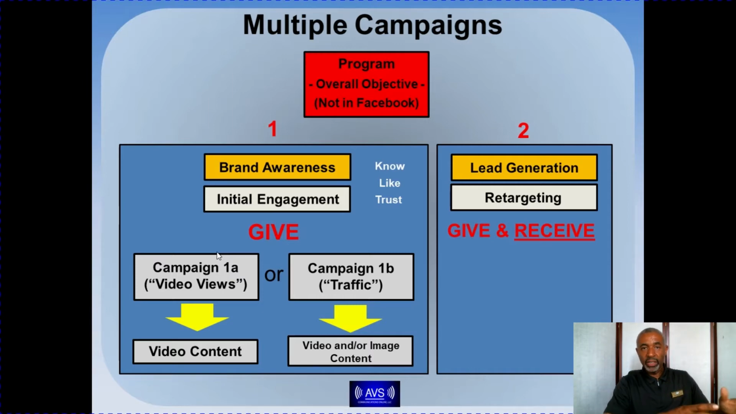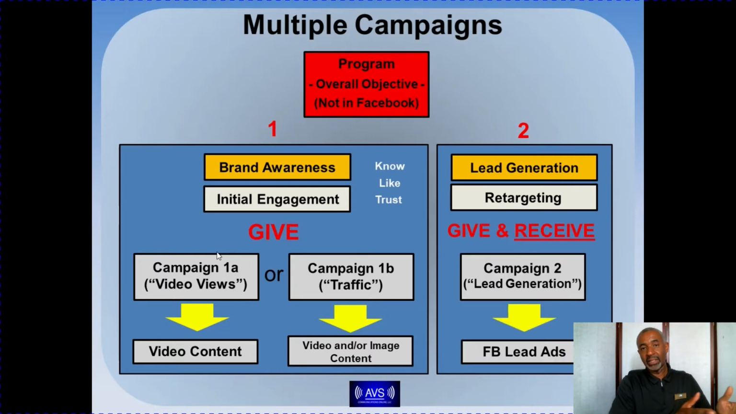So on the brand awareness side, you're just giving stuff away. You might have calls to action, but the intent there is just to get people to know, like, and trust you. On the flip side, when you're retargeting them for leads, yes, you're still going to give them some information, but not without asking for their contact information first. And that's done with the lead generation campaign.